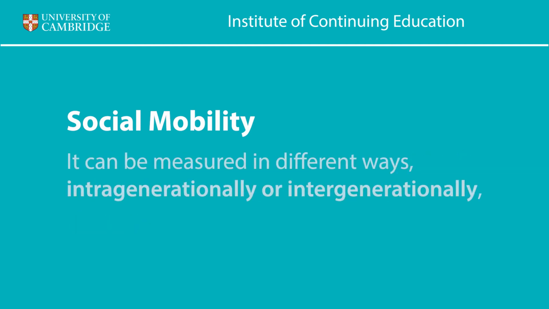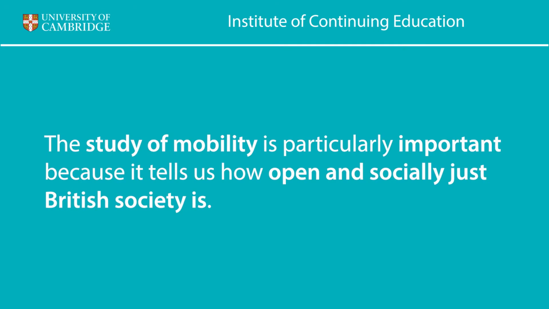It's movement. It's measured in sociology in lots of different ways, intragenerationally or intergenerationally, within your own occupational lifetime or by comparison to your parents. But however we measure it, it is primarily caused by education. We get a good education, we enter a higher position in the labour market, for example, compared to our parents. The study of mobility is particularly important because it tells us how open and how socially just British society is.